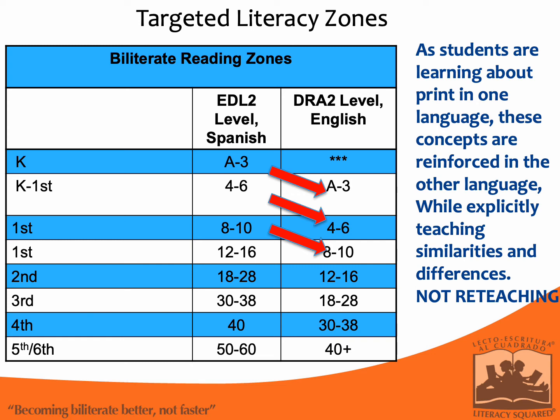The conceptualization of a trajectory toward biliteracy requires us to think about how the measurement tools used could help us in understanding more precisely the relationship between Spanish and English literacy. Spanish and English reading achievement could closely parallel one another. As students are learning about print in one language, these concepts are reinforced in the other language while explicitly teaching similarities and differences, not reteaching.